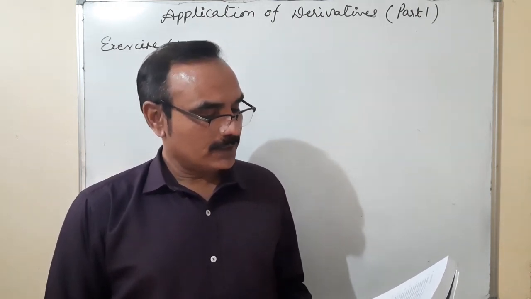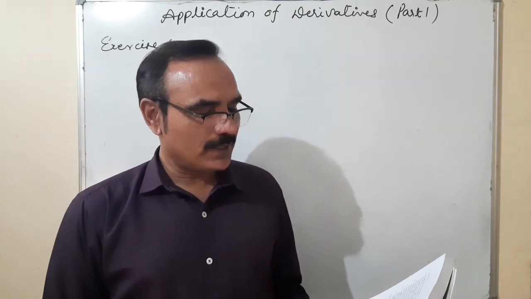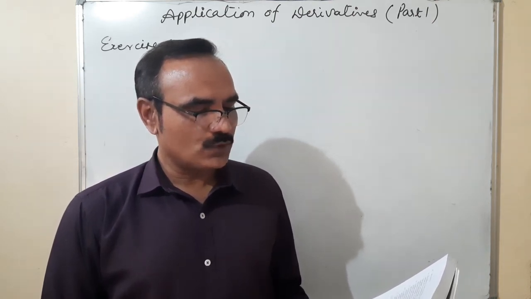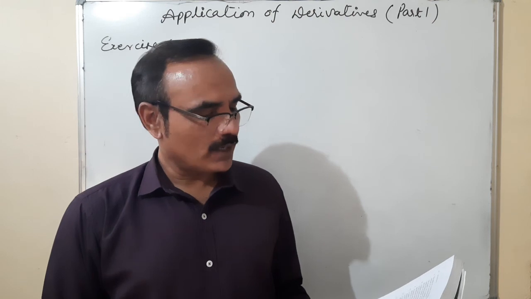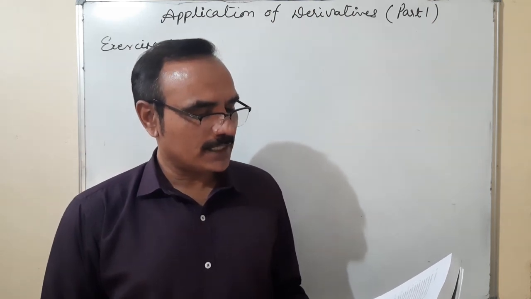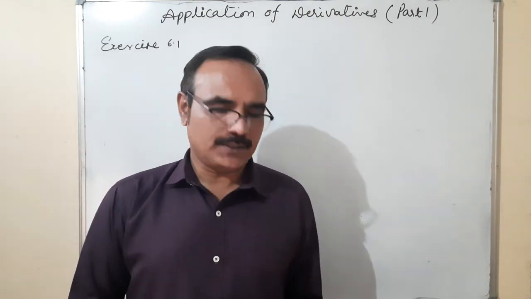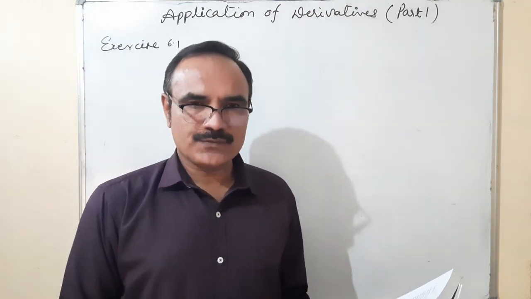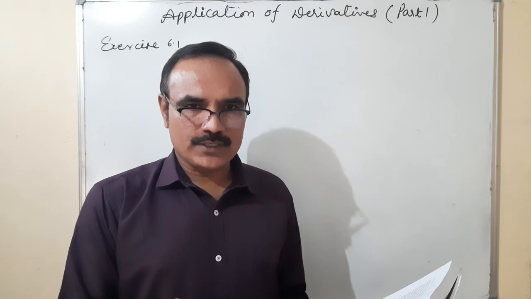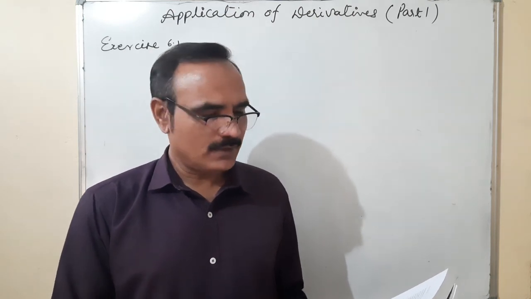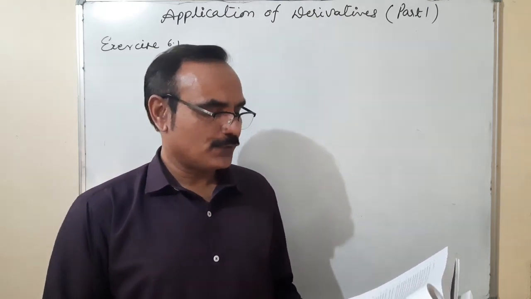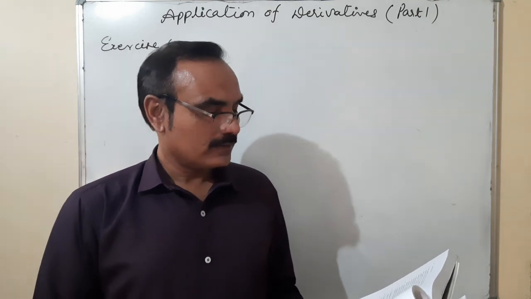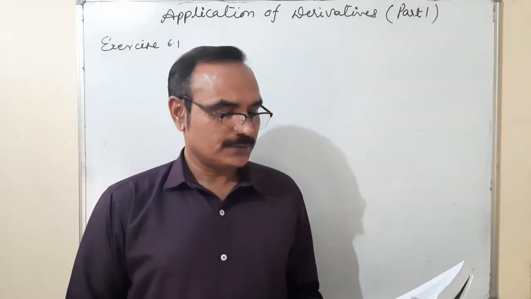Question number 12. The radius of an air bubble is increasing at the rate of 1 upon 2 centimeter per second. At what rate is the volume of the bubble increasing when the radius is 1 centimeter? The bubble is in the form of a sphere, so volume V is equal to 4 upon 3 pi r cube. Differentiate and after that put the value in it. Okay, you can solve it.